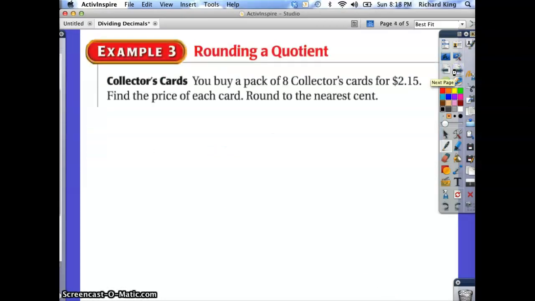So let's talk about rounding a quotient. It says you buy a pack of 8 collector's cards for $2.15. Find the price of each card. Round to the nearest cent. So again, rounding to the nearest cent, cents are 2 decimal places. So to round to 2 decimal places, you have to go to 3 and then round back to 2. So setting this problem up, $2.15 divided by 8. Your divisor is already a whole number, so you don't have to move the decimal. So the decimal in the dividend goes straight up in your answer.